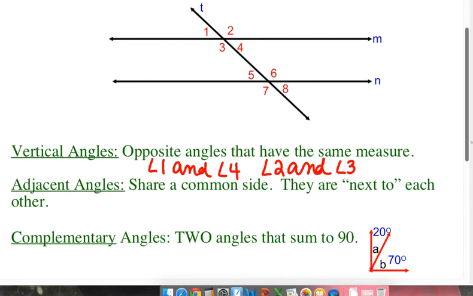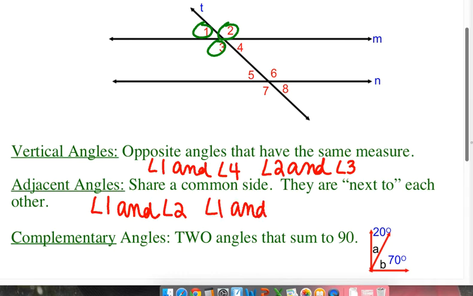Now, the next concept we have is something called adjacent angles. Adjacent means next to, side by side. So if I'm looking for adjacent angles, we need to know that they share a common side and that they are next to each other. If I'm looking at angle 1, who is next to angle 1? Who does he share a side with? Well, he shares a side with angle 2. So for sure, we're going to say angle 1 and angle 2 are next to each other. But who else is angle 1 technically next to? Well, he's also next to 3. He shares a side with angle 3. So angles 1 and 3 are adjacent. That means they are next to each other.